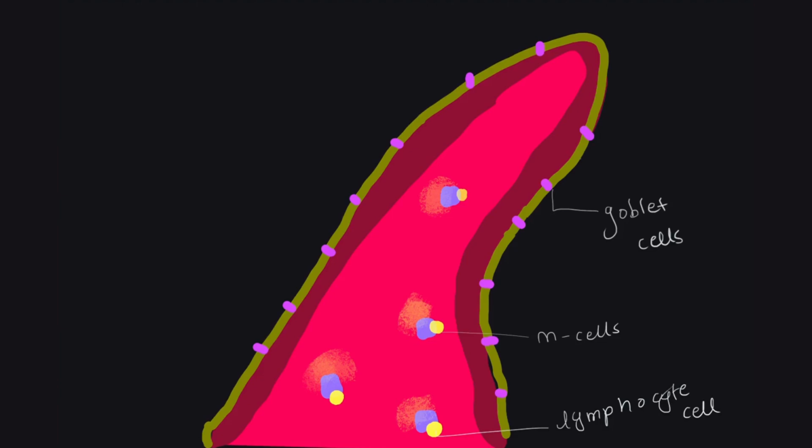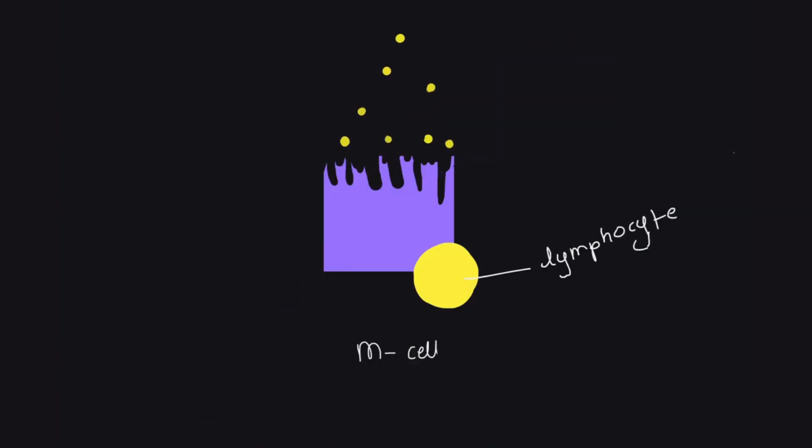The last type of cell is also known as the lymphocyte cell. That is the lymphocyte cell, and the lymphocyte is in close association with the M cells. Whenever the antigens go inside this M cell with the process of endocytosis, they get cross-checked by the M cells, and then they reach the lymphocytes.